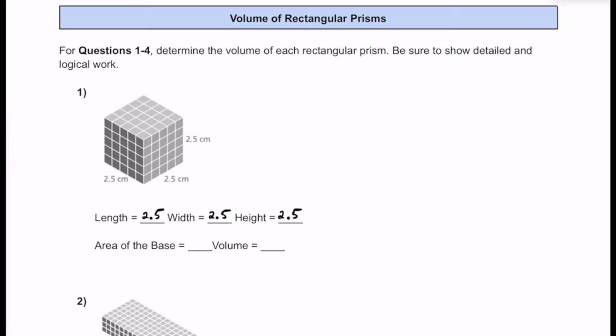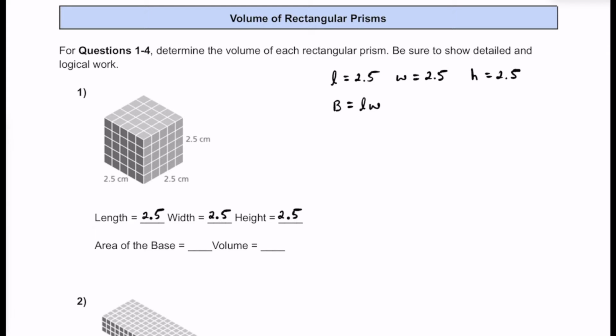So the area of the base, we typically call that capital B. So let's say we have the L is going to be 2.5. We know that the W, or the width here, is going to be 2.5. And we know that the H is going to be 2.5. Now, for the area of the base, that's going to be capital B. That's going to be equal to the length multiplied by the width.